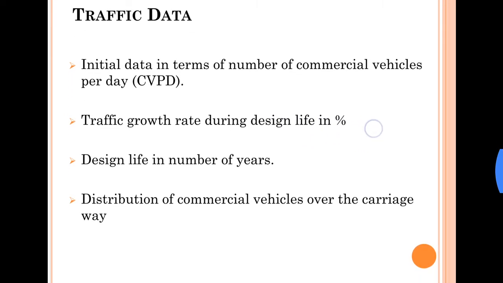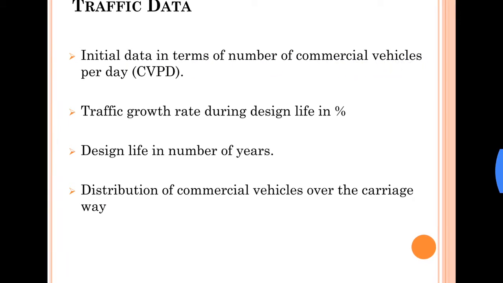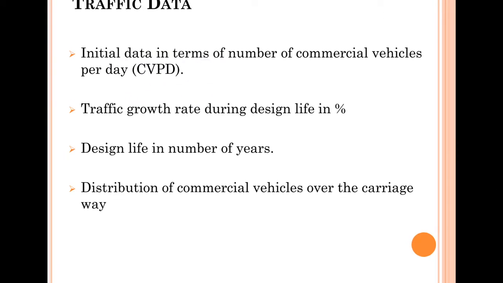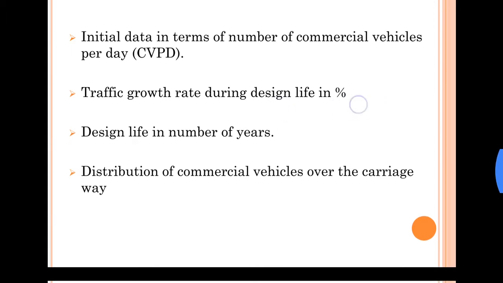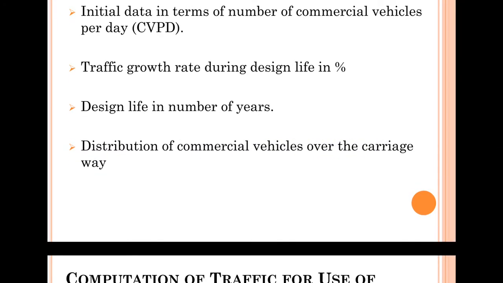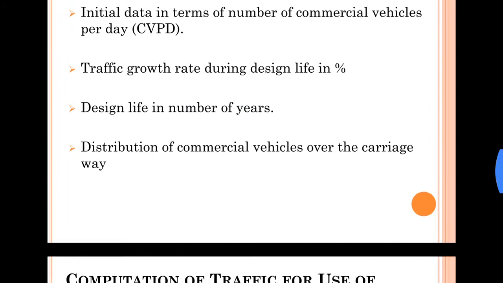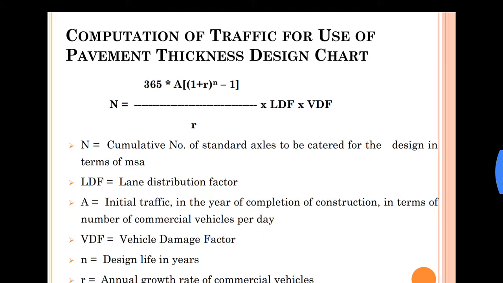Then we have the traffic data which we need to estimate. So initial data in terms of number of commercial vehicles per day, that is CVPD, we need to find this out. Then traffic growth rate during design life in percentage, design life in number of years, distribution of commercial vehicles over the carriageway. These are the values that we need to obtain before we can design our flexible pavement.